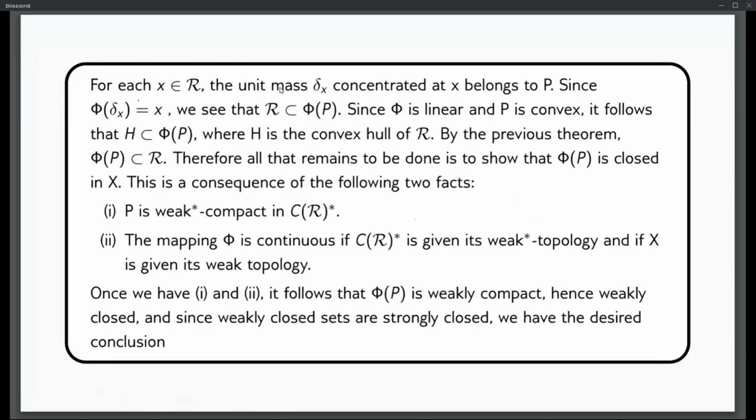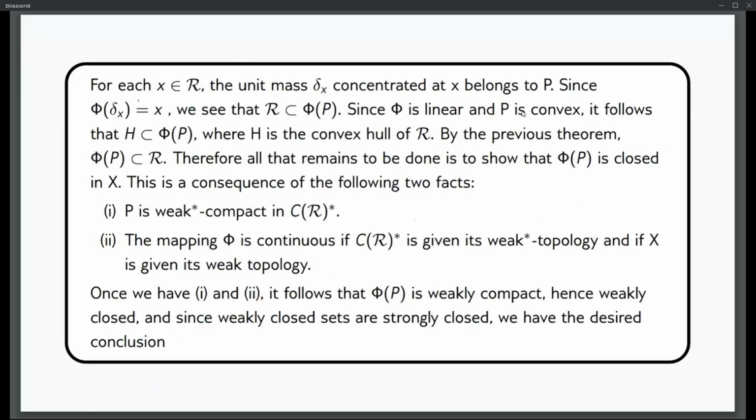So for every x belonging to R, we take the unit mass concentrated at x, the Dirac delta function, which I think is important in distribution theory specifically. This belongs to P, right? Because the image of it is going to be x itself. And this shows us that R is a subset of phi of P.